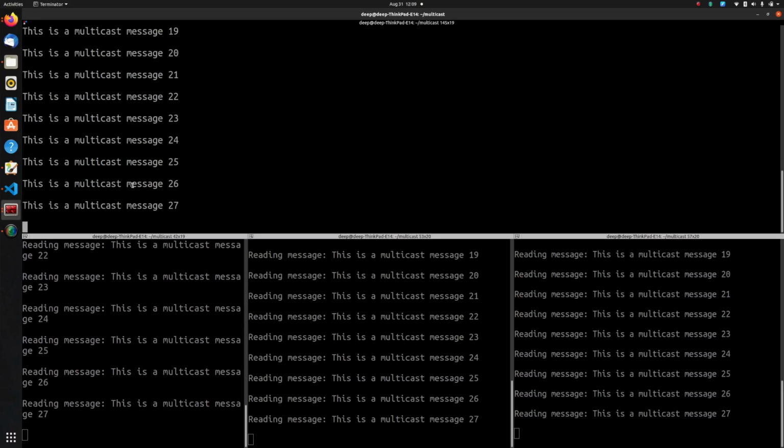So the transmitter is transmitting only once. It's not transmitting three times because there are three clients or three receivers. It's transmitting only once, and all the three receivers are receiving at the same time, right?